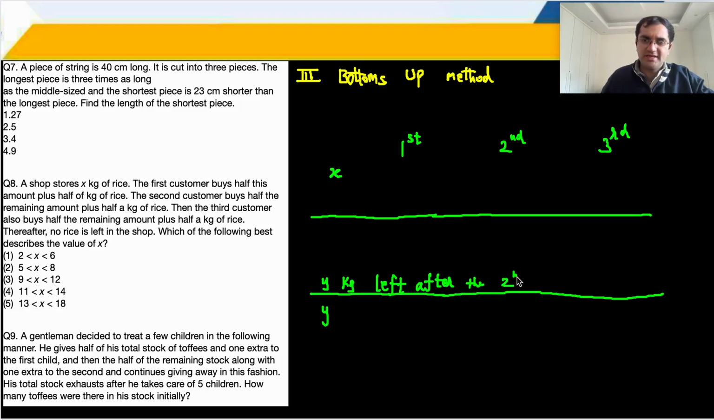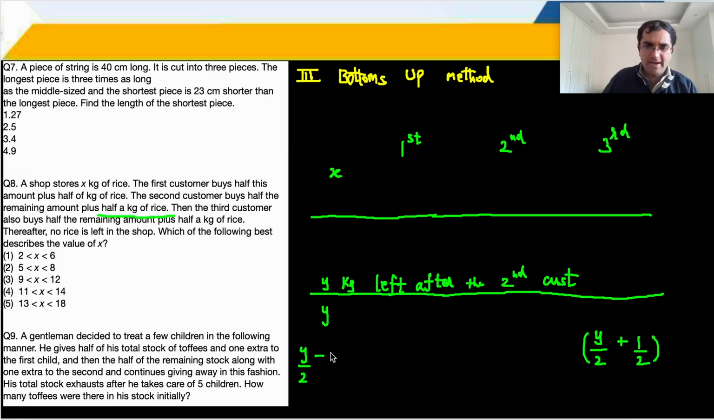the second customer, right? So after second customer, whom will you give to? Third customer. Third customer, what will you give? Half, buys half the remaining amount plus half kg rice. Half plus half. Okay. So what would the shop be left with now? Y minus y by 2 plus 1 by 2. That's y by 2 minus 1 by 2.